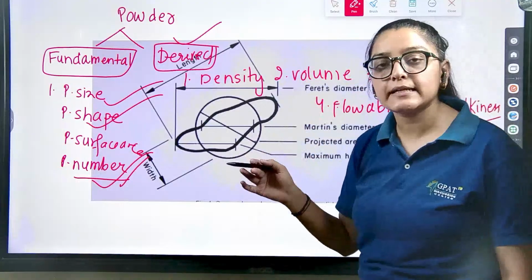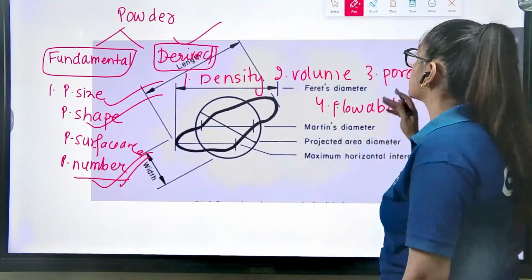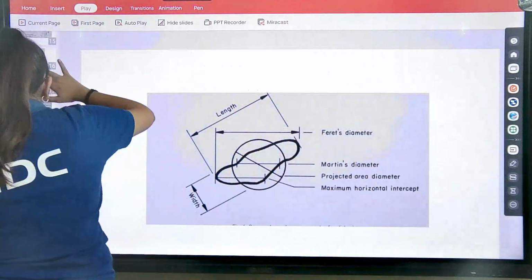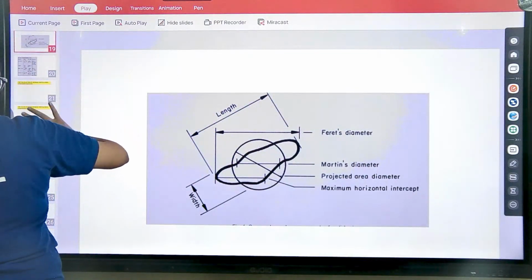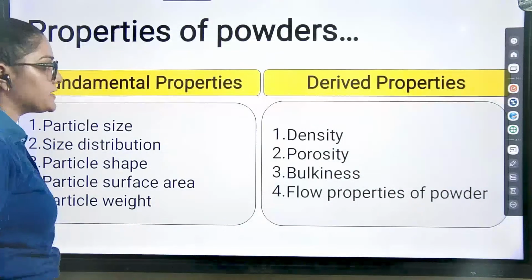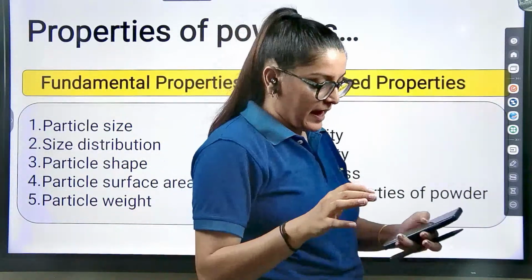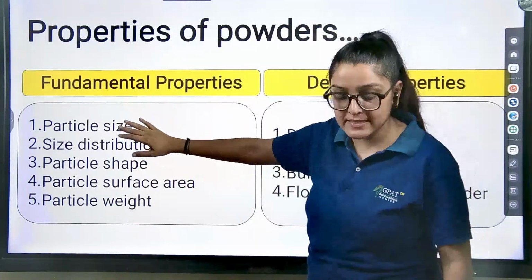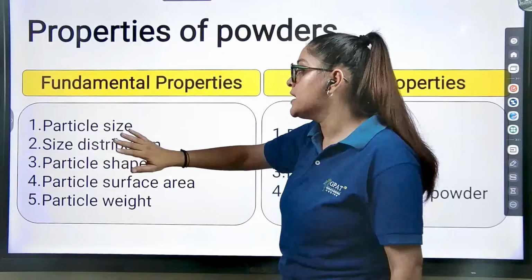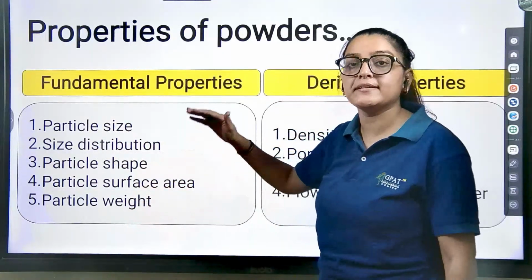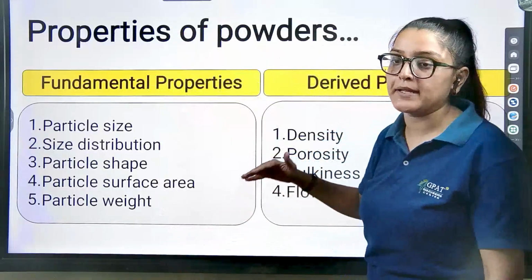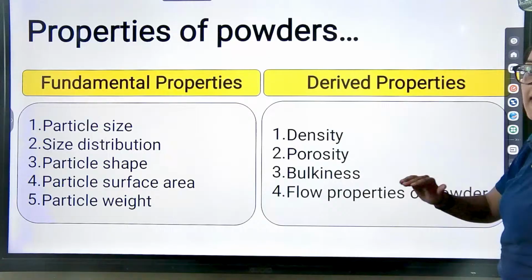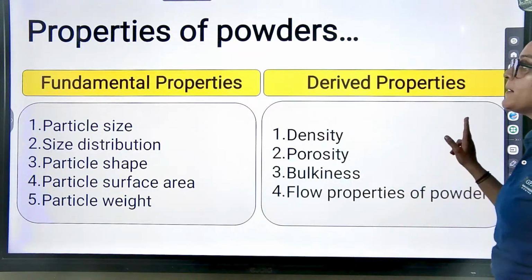then we have seen particle size determination methods. Which methods have we seen? Let's revise quickly and then move ahead. So we have seen the properties of powder. I have just mentioned we have the derived properties and the fundamental properties. Particle size, particle distribution, shape, surface area, weight, number. These are fundamental properties. Derived properties include density, porosity, bulkiness and flow properties of the powder.